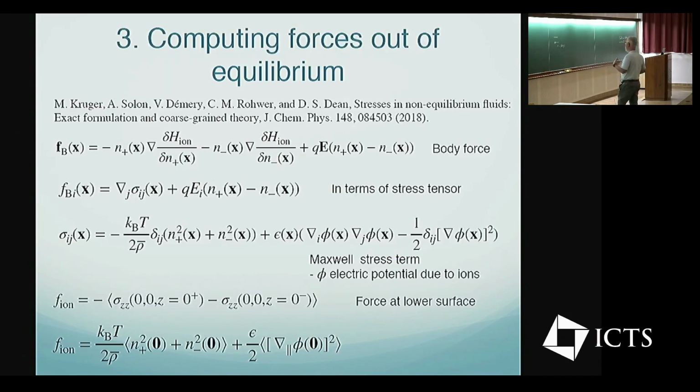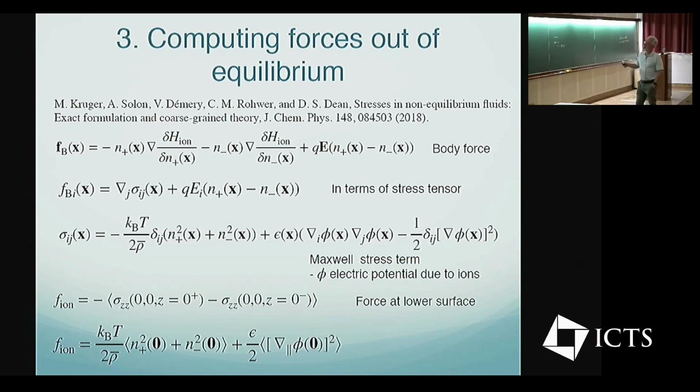Now the other thing is, how do you compute the forces out of equilibrium? In this paper, we showed how for a general theory with dissipative dynamics, Langevin dynamics, you can write down the stress tensor. The way you do it is you write down the body force. This is clearly the contribution coming from the charge density, right? There's a local body force which is rho, the charge density, times Q times E.